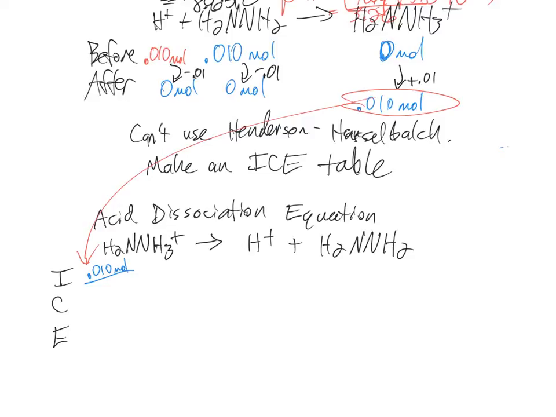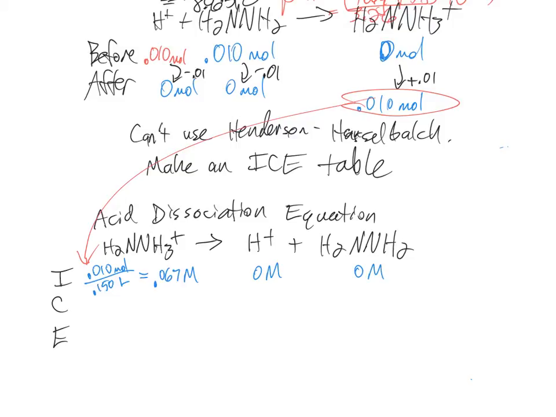If you read the problem carefully, we started with 100 milliliters of the weak base, and to that we added 50 milliliters of the strong acid. The total volume then, if you add 50 milliliters to 100 milliliters, would be 150 milliliters. In liters, that's 0.15. When we divide this out, we get 0.067 molar.